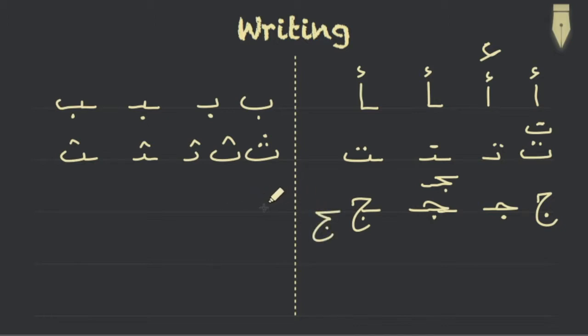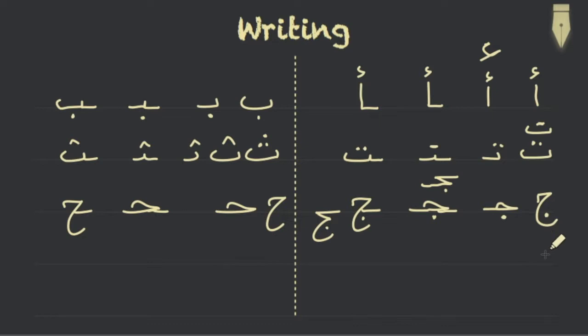For the ha, it's exactly the same as the jim, but without a dot. So, like this. The initial form, same way. The medial form, horizontal line, then we draw the initial form. And the final form, start with a horizontal line, then we draw the isolated form.